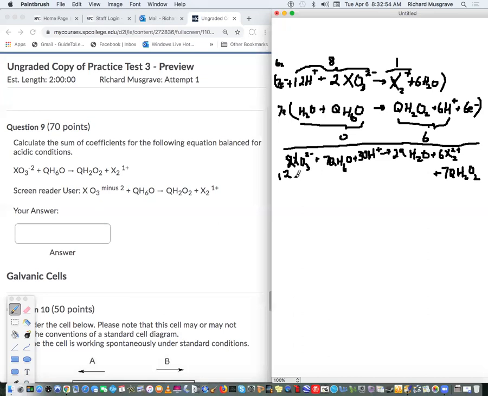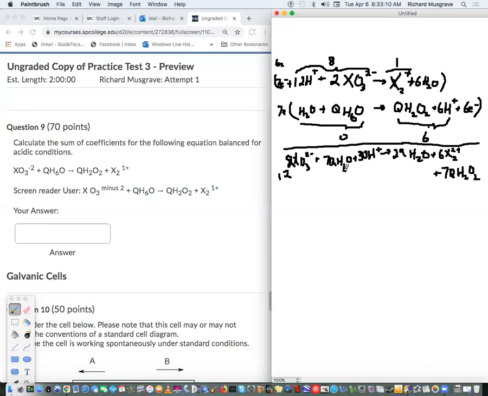Let's try this again. 12 times 3 is 36 and 7 is 43. So again, I didn't do the math correctly on that. 12 times 3 is 36, plus 7 is 43, and then 43 oxygens on this side. So that's right. The X's are okay.